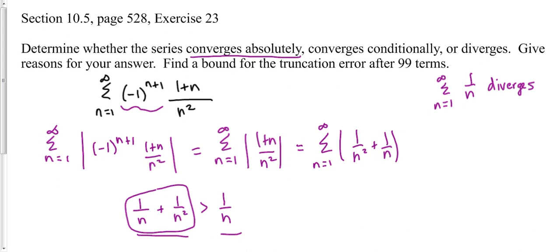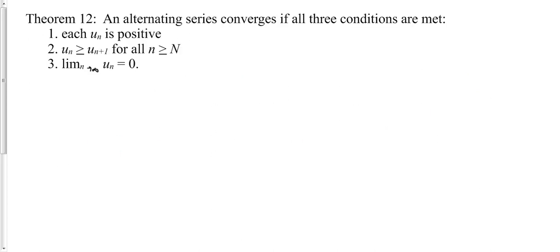So the next question we have to ask ourselves is, do we have conditional convergence? And because this is an alternating series, we can use theorem 12. And just to remind you, theorem 12 says an alternating series converges if all three of these conditions are met: if each term in the series, discarding the plus or minus sign, is positive; if the terms are getting smaller after a certain point; and finally, if the limit as n goes to infinity of u_n is equal to 0. But remember that all three conditions must be met.